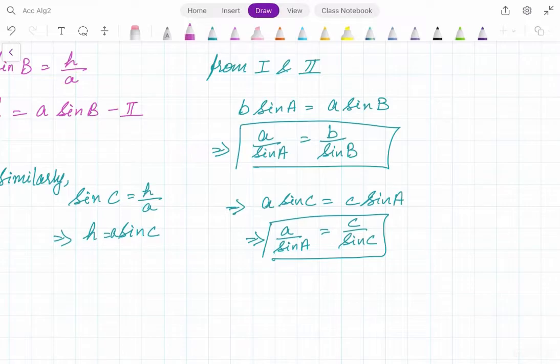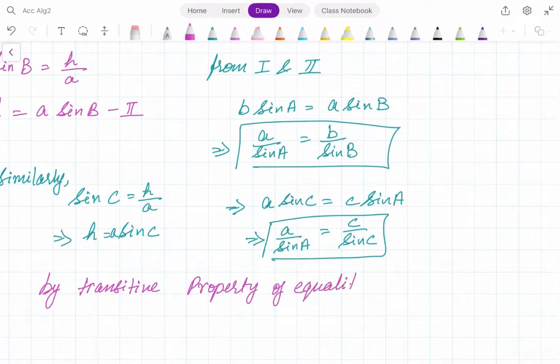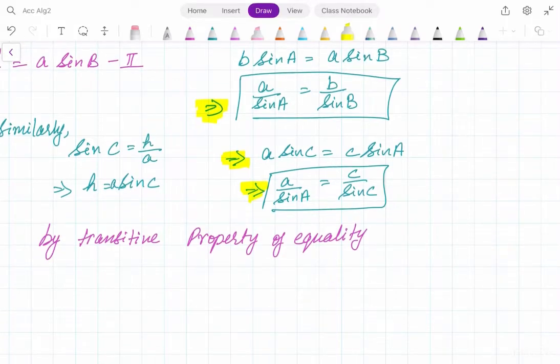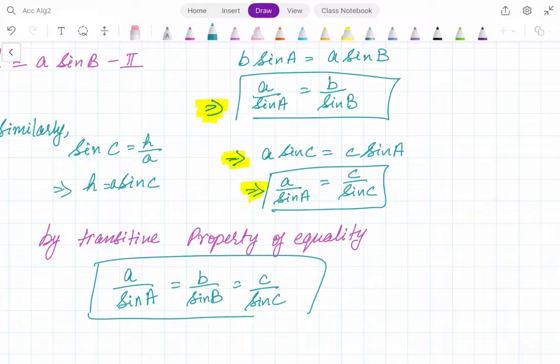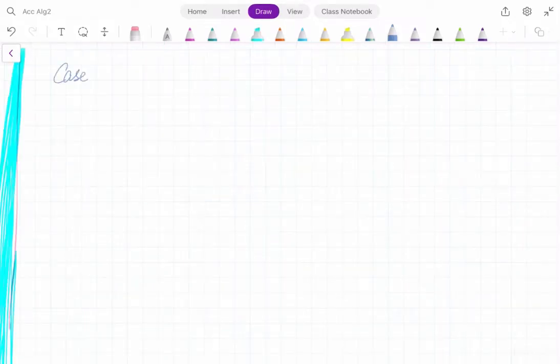Combining these two properties by using the transitive property of equality. Yes, we are bringing geometry again, because both of them are equal to A over sine A. So I can put all three equal to each other, and that will give you the law of sines: side A divided by sine angle A, B divided by sine B, and C divided by sine C. Let's try a few examples.